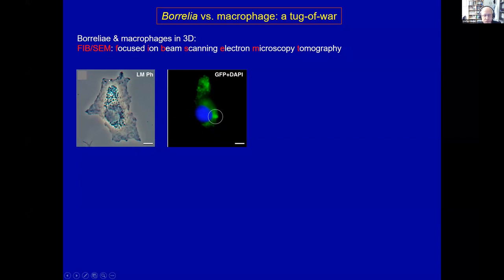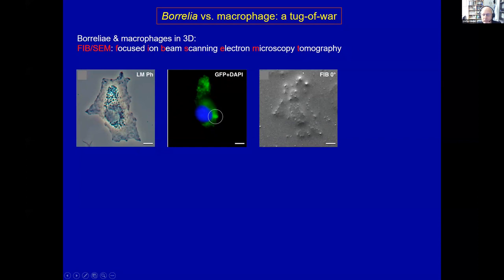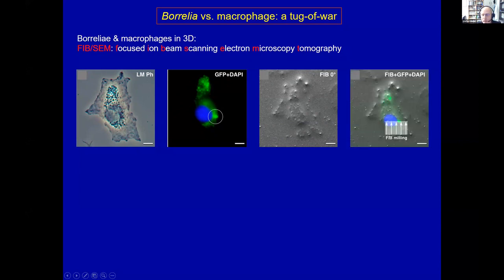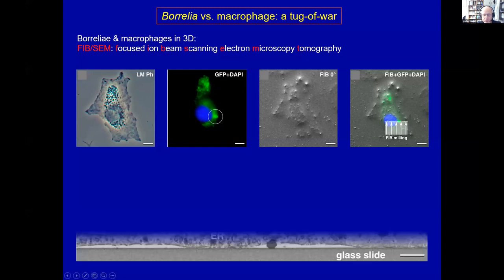What we did is we let primary human macrophages eat Borrelia that express GFP. This leads to the GFP signal here. This is the nucleus of a primary human macrophage. And then we embed them in ultra-thin resin that leads to fixation of the specimen. And this then can be accessed by so-called FIB milling. So that means you have a beam that slices tiny portions out of this resin-embedded specimen.